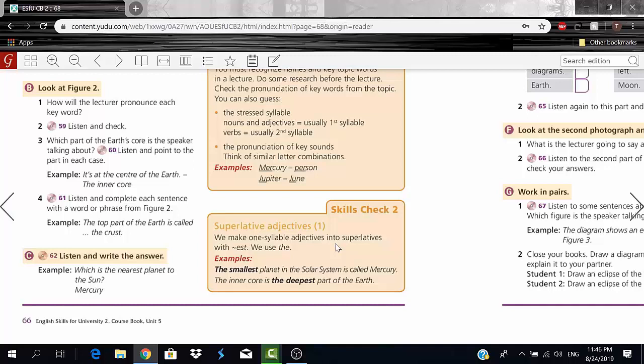So for example, I don't say small planet in the solar system is called Mercury. Obviously Mercury is the smallest planet, so I say the smallest, right? I have to use the and small and est at the end. He is the smallest, the fastest, the strongest, the slowest. All of these are considered superlative adjectives. The smallest planet in the solar system is called Mercury. The inner core is the deepest part of the earth. So all of these are called superlative adjectives.